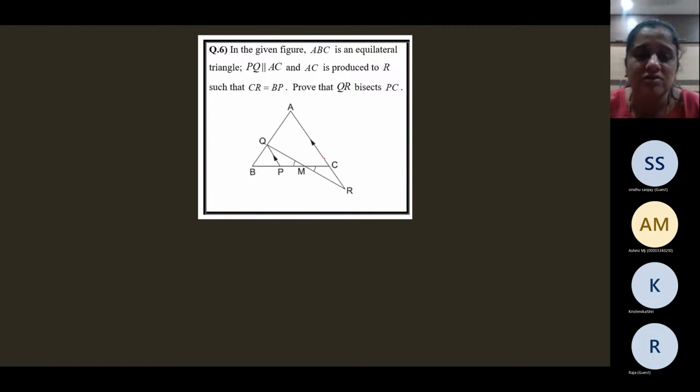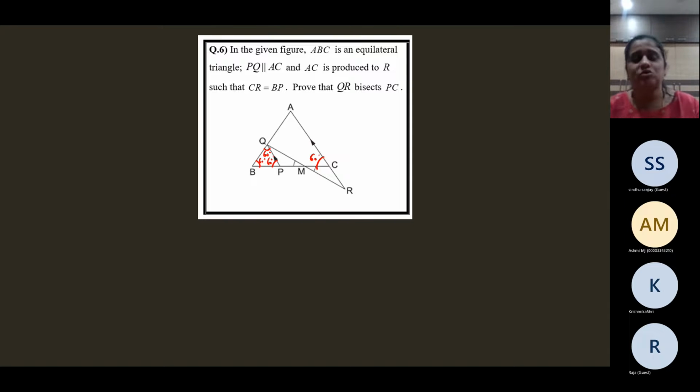Let's come back to this. You should extend and see. So this angle is 60 degrees, so this angle is also 60 degrees. Corresponding angles are equal. We already know this angle is 60 degrees because ABC is an equilateral triangle. So by angle sum property in triangle QBP, this angle Q is also 60 degrees. Yes or no, children?